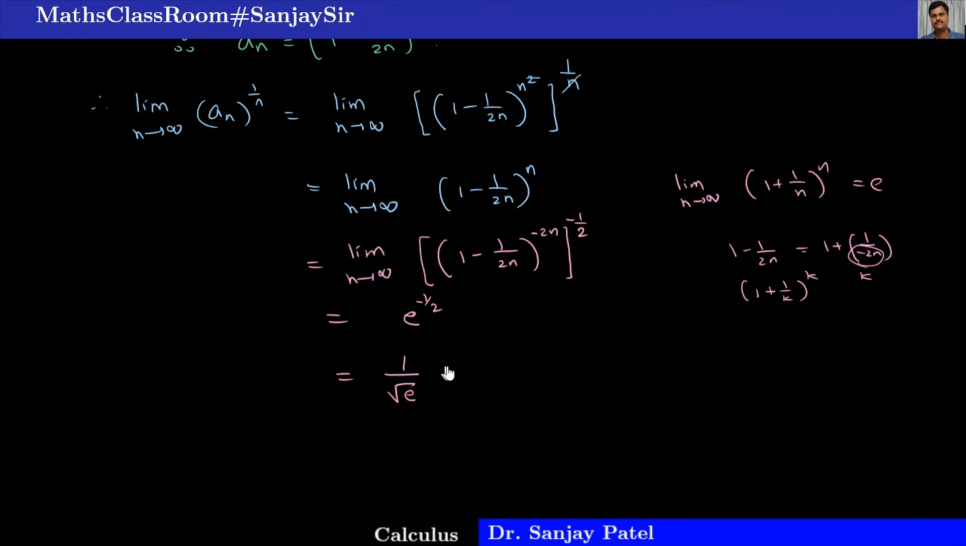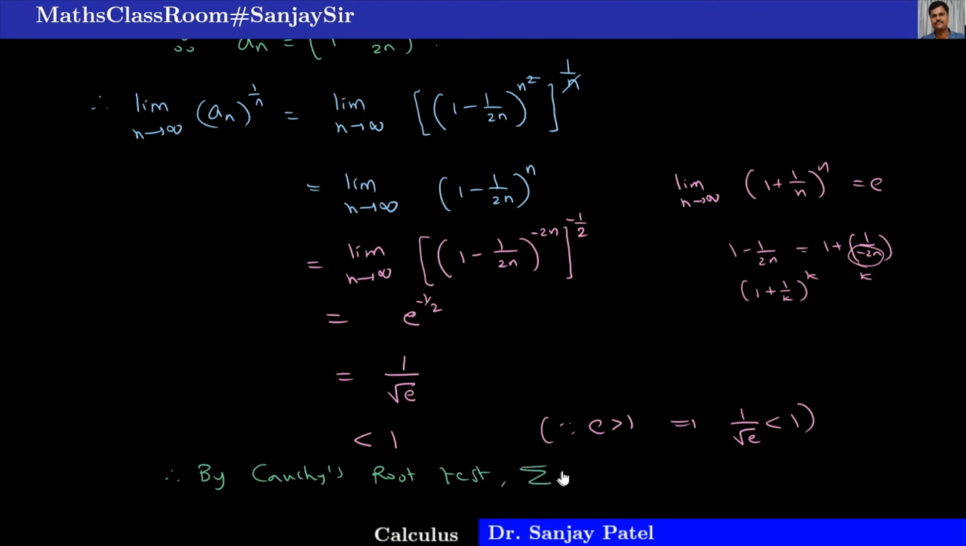And the value of 1 upon root e is less than 1. This limit L is less than 1 because e is greater than 1. So 1 upon root e is obviously less than 1. Therefore, by Cauchy's root test, you must write which test you are applying, the series sigma an is convergent, because the value of the limit L, that is 1 upon root e, is less than 1.